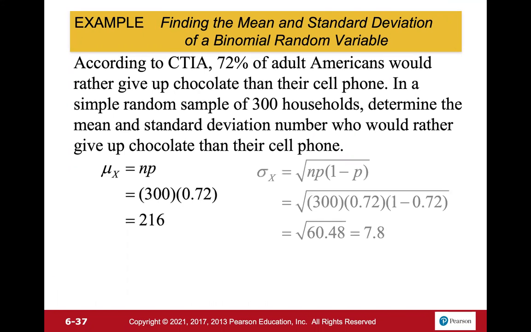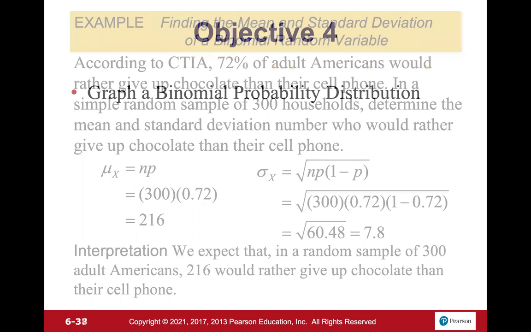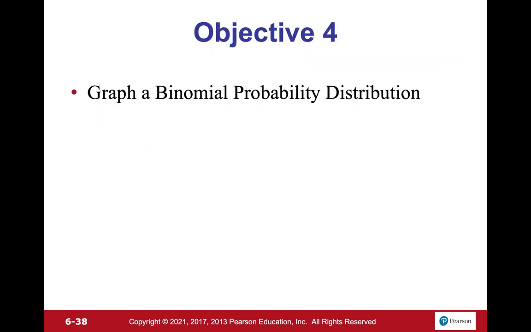There we go. There's the mean, there's the standard deviation and the interpretation. So we expect that in a random sample of 300 adult Americans, 216 would rather give up chocolate than their cell phones. And that spread has a standard deviation of 7.8.